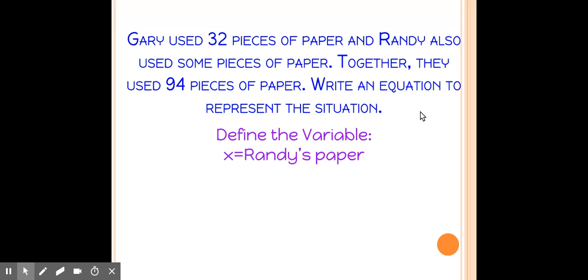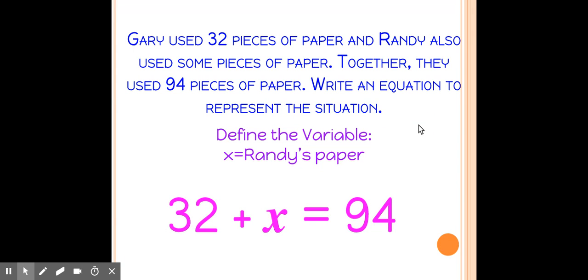The missing piece of information is Randy's pieces of paper. Now piece together the variable and the numbers and symbols and build your equation. The equation should look like 32 plus x equals the 94 pieces of paper.